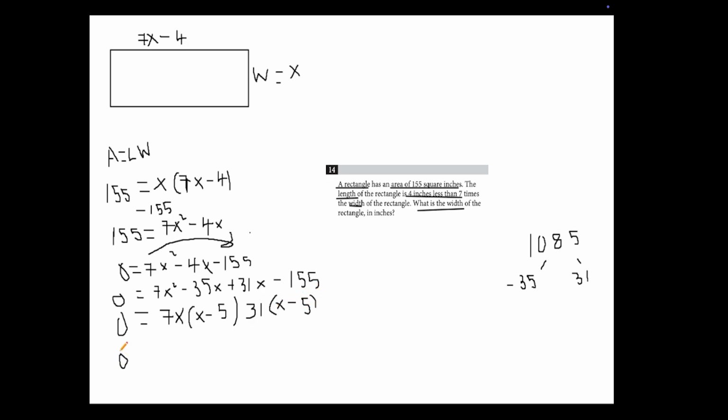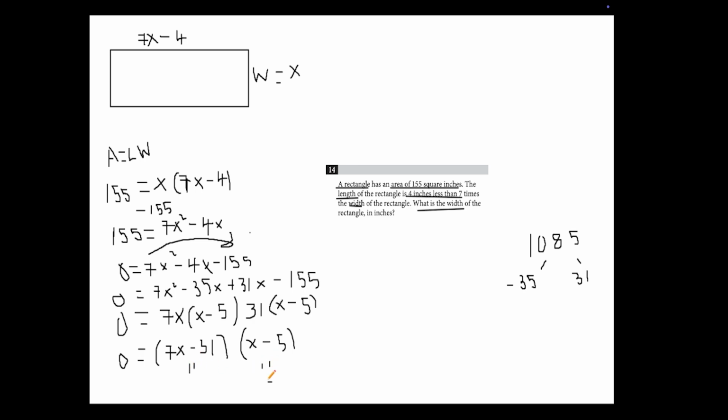So now we're going to separate these into two separate equations. So we're going to have 7x plus 31 times x minus 5.